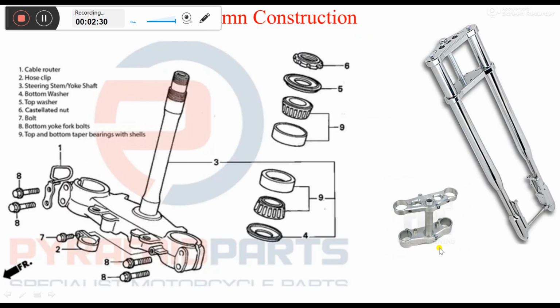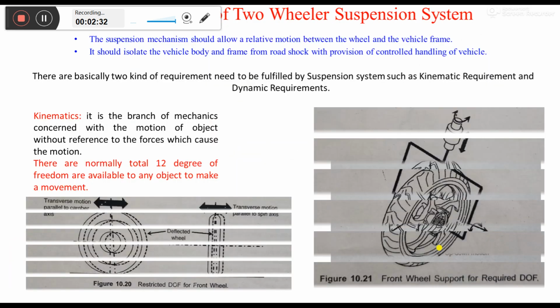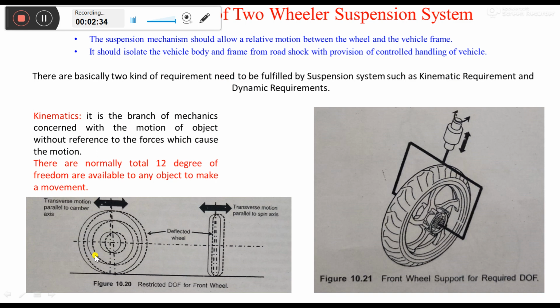And the next one is linear movement. Linear movement again has 6 degrees of freedom: forward and backward, sideways, that is left side and right side, and up and down. So there are 12 degrees of freedom in the case of kinematics. The study of a total of 12 degrees of freedom is considered in kinematics when we talk about the suspension system.